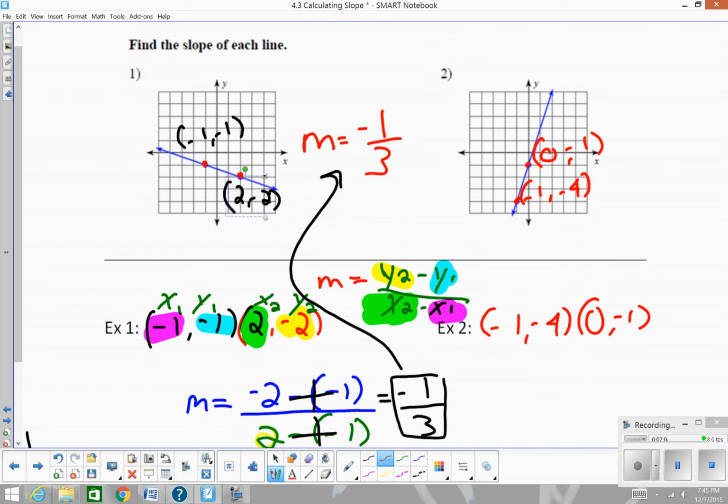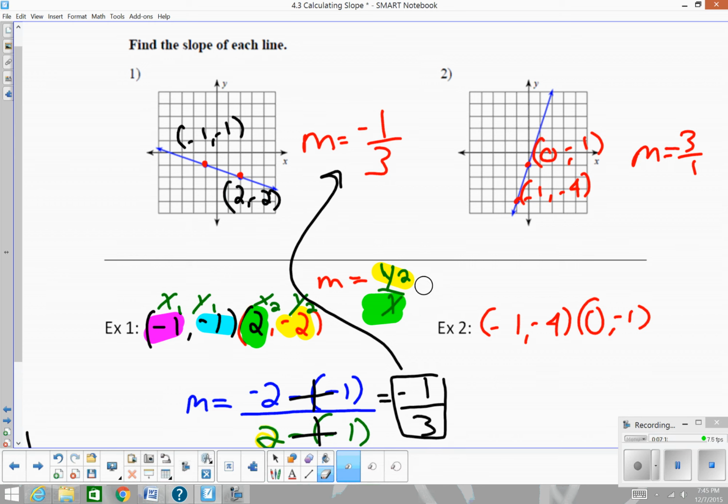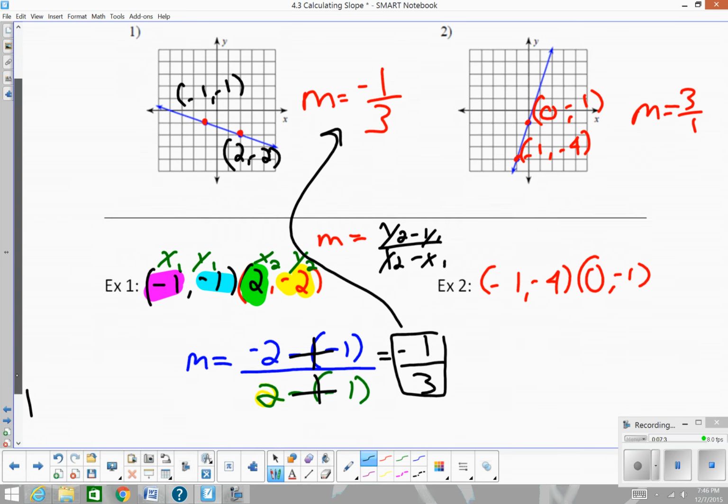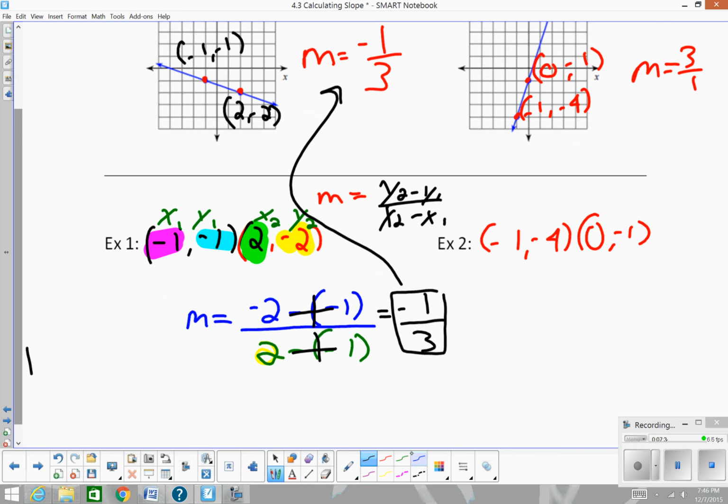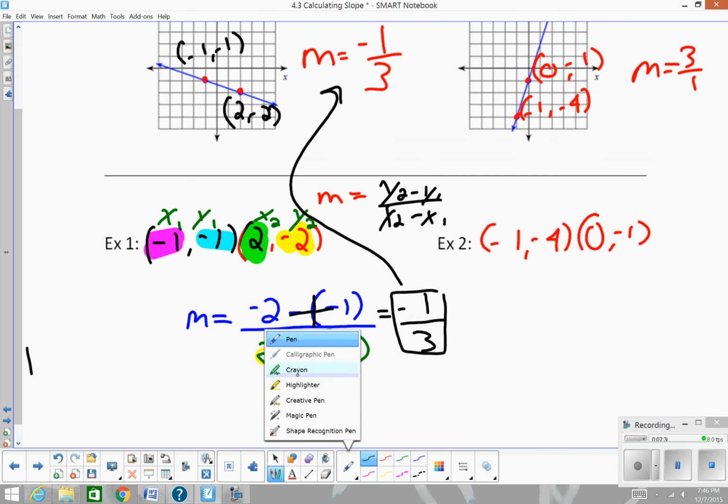So now my slope here should be 3 over 1. Let's see if it happens. So I'm going to erase my slope formula real quick so I could color code again. So it's going to be y2 minus y1 all over x2 minus x1. Okay. Good. Now, let's go ahead and color code.